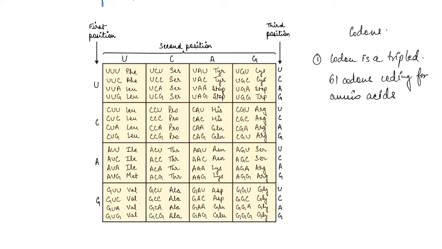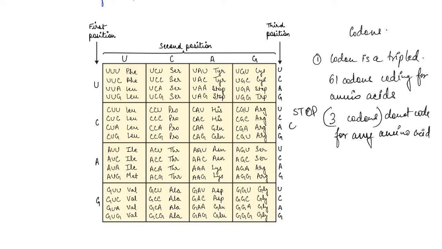And then we have three codons. Basically, these codons do not code for any amino acid. These function as stop codons, right? So basically, this is the first feature.